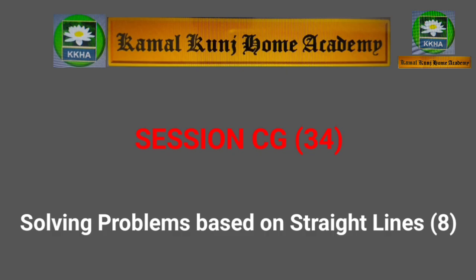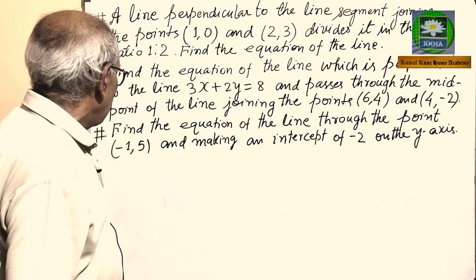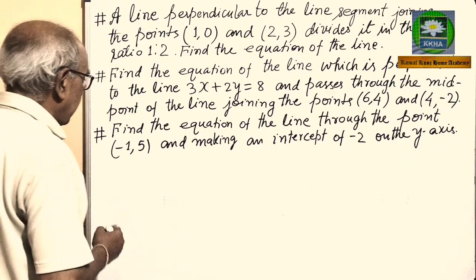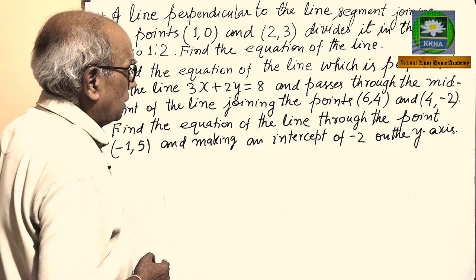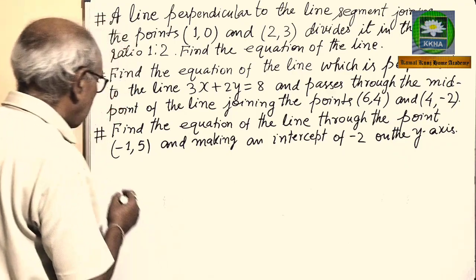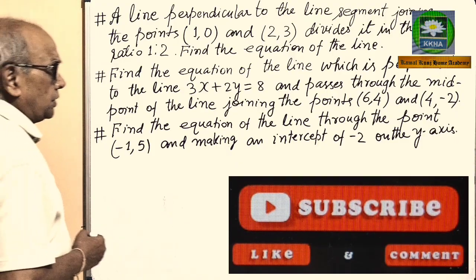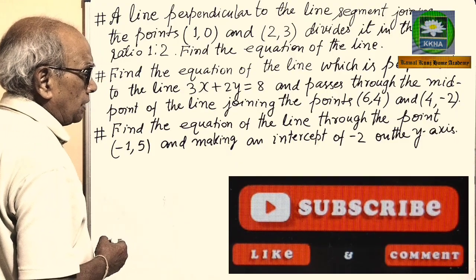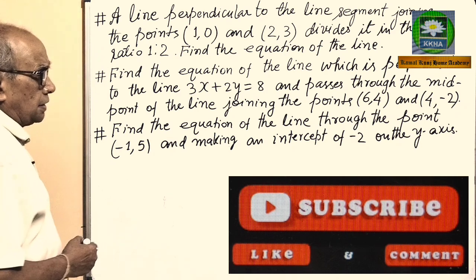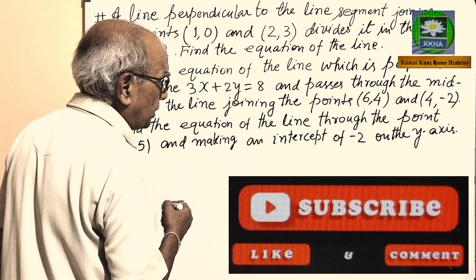So let us start first with the last question. Find the equation of the line through the point and making an intercept -2 on the y-axis. Here it is given that the intercept on the y-axis is -2.